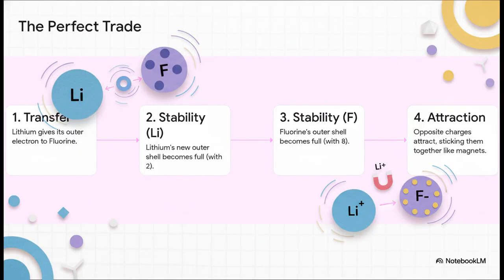And boom, it is the perfect trade. Lithium just gives its extra electron over to fluorine. And in that instant, they both become stable and happy. Lithium's new outer shell is now its first shell, which is perfectly full with 2 electrons. And fluorine, its outer shell is now perfectly full with 8. And because of this little trade, they become oppositely charged. And they just snap together, sticking to each other like tiny little magnets. And just like that, they formed a brand new, super stable molecule.